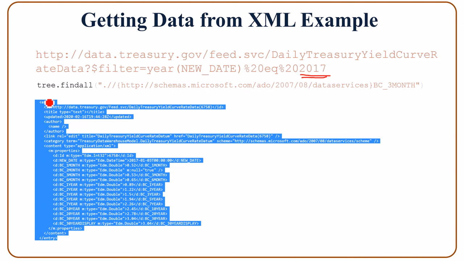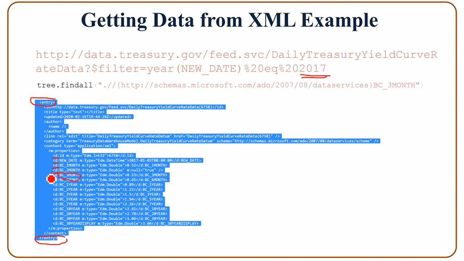In the data, we can see the entry node is the parent of many other nodes. And there are many entries. The letter D here is the prefix that we have talked about with namespaces. And we are querying for the tag BC 3 months.